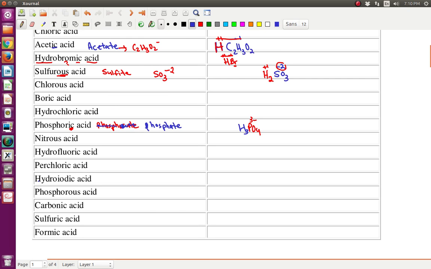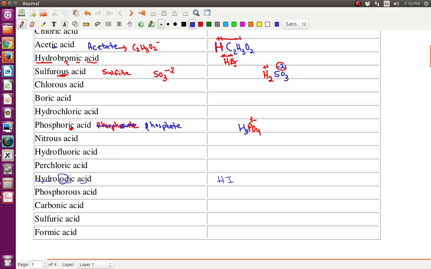Okay, hydroiodic acid. There's that pattern: hydro-something-ic acid. So what's the something? It's the iod, which stands for iodine. So hydro-something-ic acid. Hydro, H. What's the something?